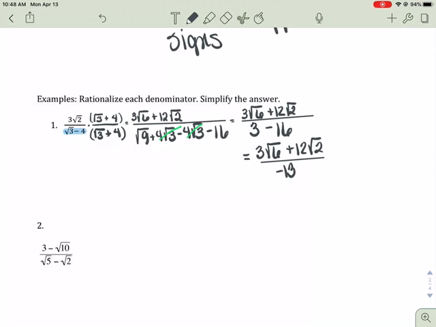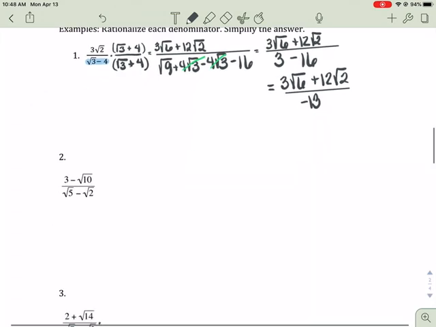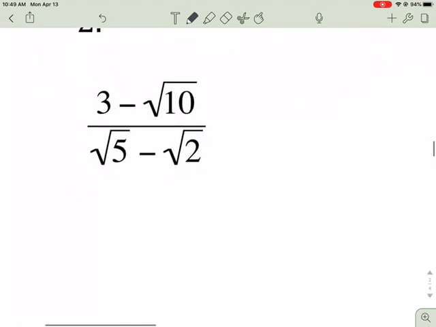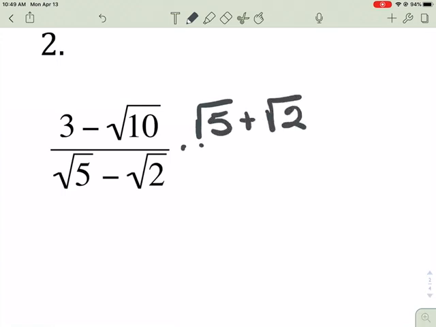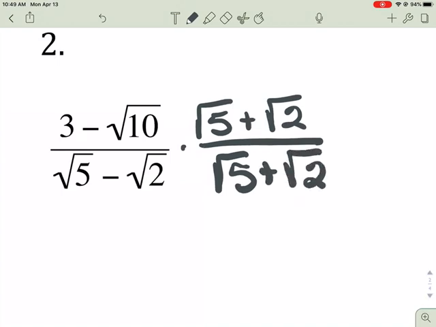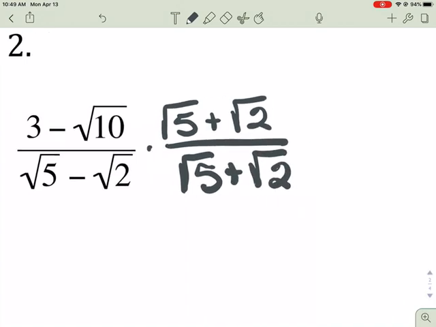All right, let's try it again because I think we need a couple of examples for this. So let's try this one. So our denominator is square root of 5 minus the square root of 2. Okay, so we're going to want to multiply top and bottom by the conjugate, square root of 5 plus the square root of 2. Okay, now we're going to have to FOIL, split distributive box, both the numerator and denominator.